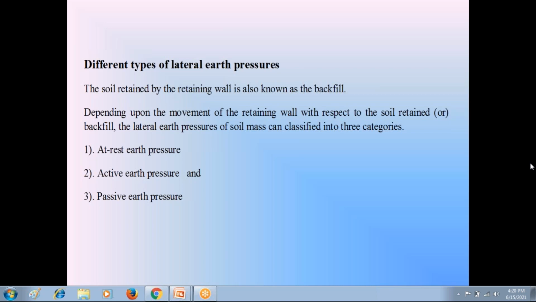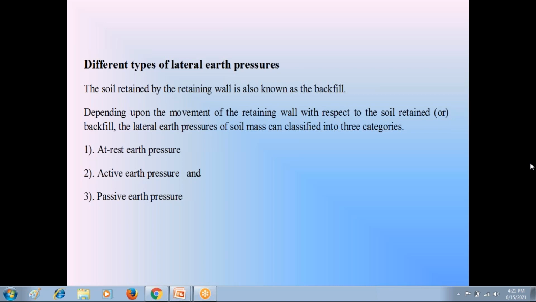So in this unit 3, we are discussing the three conditions of the retaining wall. The retaining wall is in rest condition. In most cases, the retaining wall is in rest condition. If the retaining wall is having movement away from the backfill, that is called the active condition. If the retaining wall is having movement towards the backfill, it is called the passive condition.